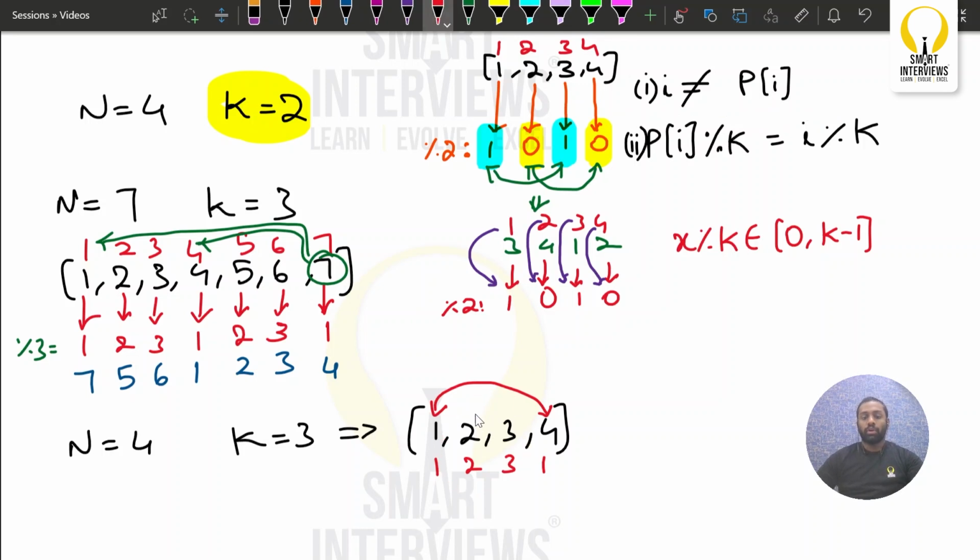Now what about 2 and 3? Do they have any other slots to go? Are there any other slots having 2 as remainder or 3 as remainder? No, right? So ultimately what do we understand?